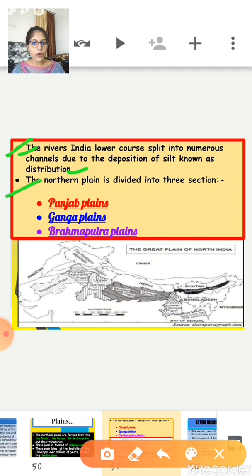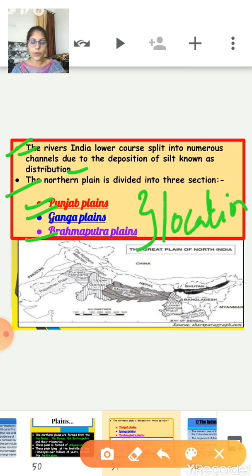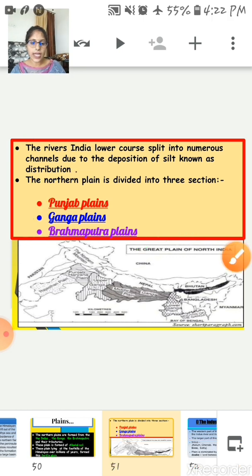Now, the division of the northern plain. First of all, the northern plain is divided into 3 sections. First one is the Punjab plain, second one is the Ganga plain, and third one is the Brahmaputra plain. Basically, this division of the northern plain is based on location. So now let's understand one by one.